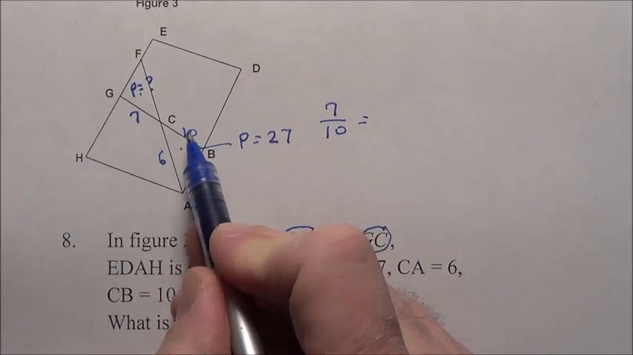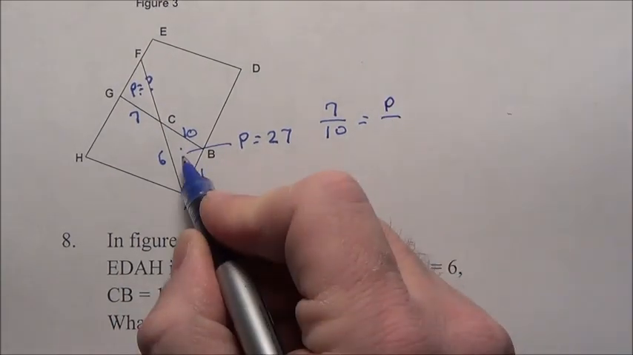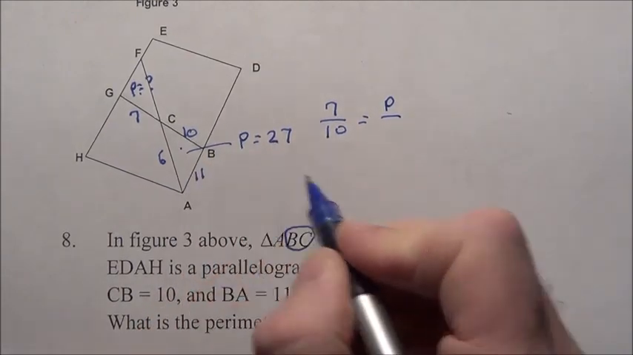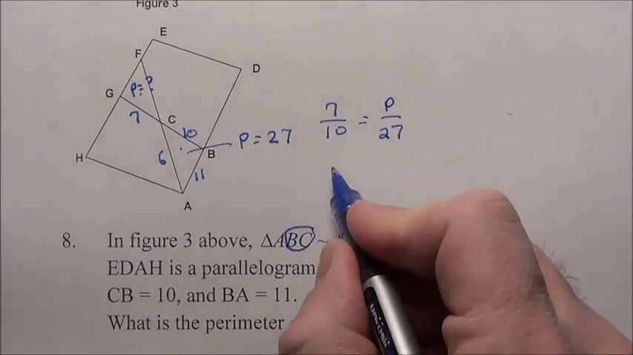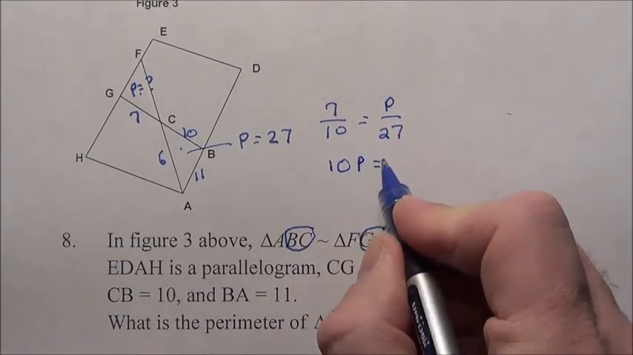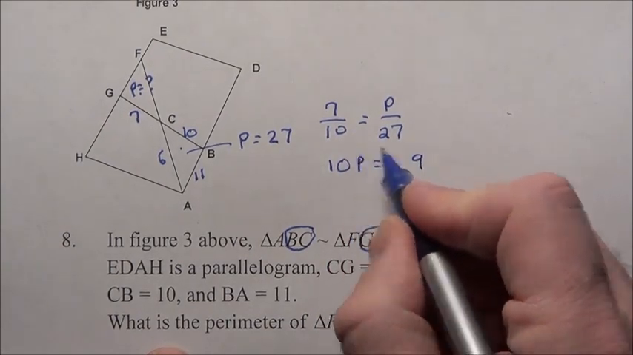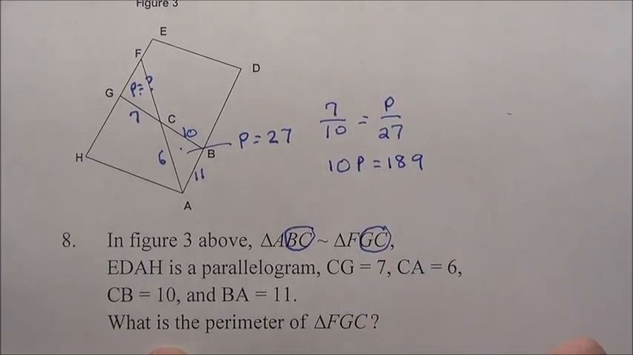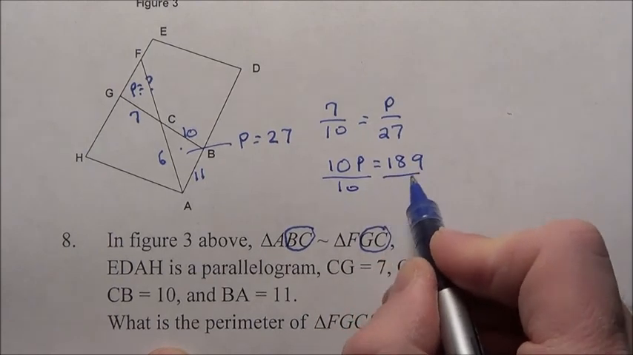7 corresponds to the 10 as this missing perimeter, P, corresponds to this triangle's perimeter, which we know. It's 27. So I'm going to go 10 times P is equal to 27 times 7. Let's see, that's a 49. Carry your 4, looks like 189. I'm going to double check. Yep, 189.